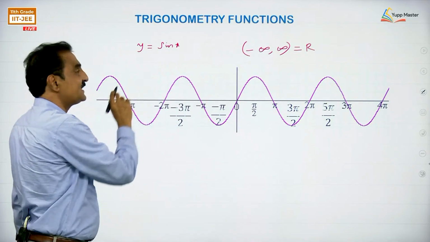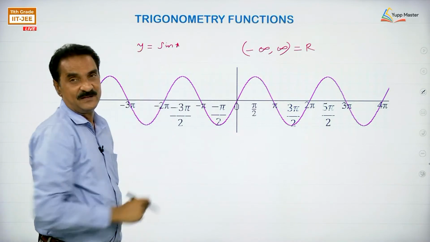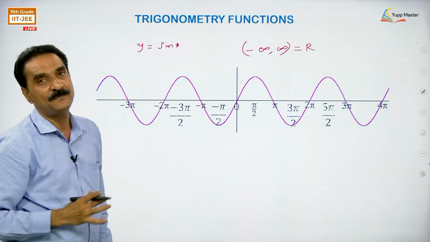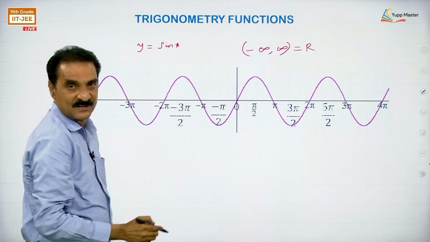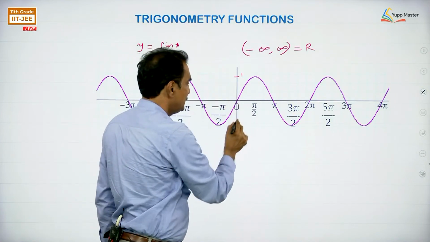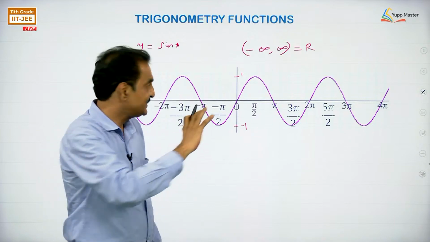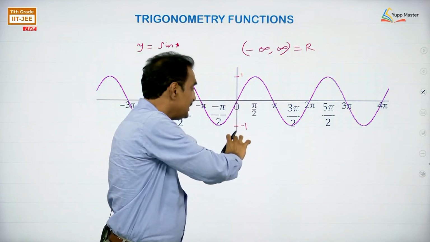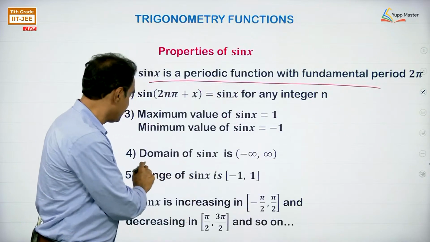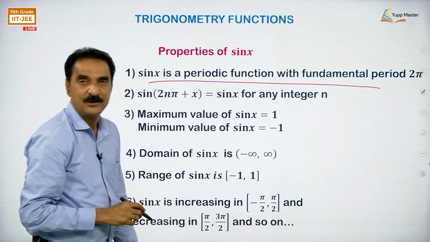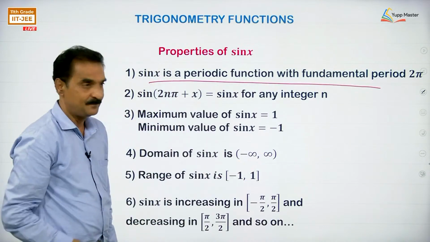So, domain of sin x is R, and the interval of y is called range of the function. See, the value of y oscillates between minus 1 and plus 1. This is plus 1, this is minus 1. So, the range of y is minus 1 to plus 1, including minus 1 and plus 1. So, that is the next point. Domain of sin x is minus infinity to plus infinity. Range of sin x is the closed interval minus 1 to 1.